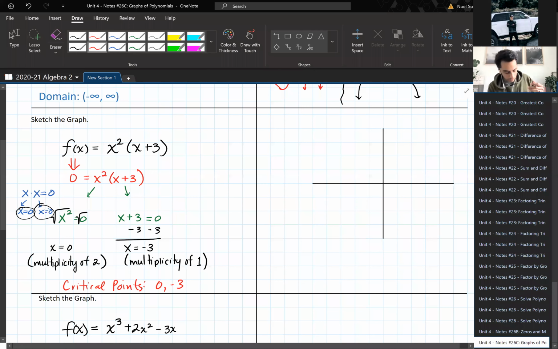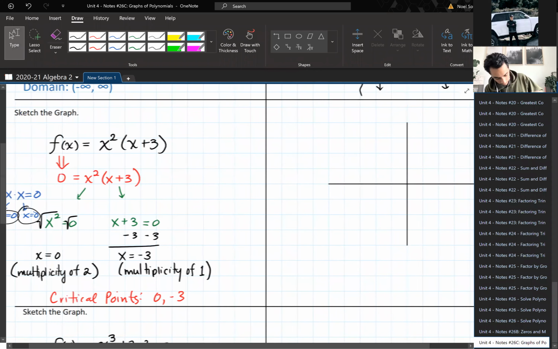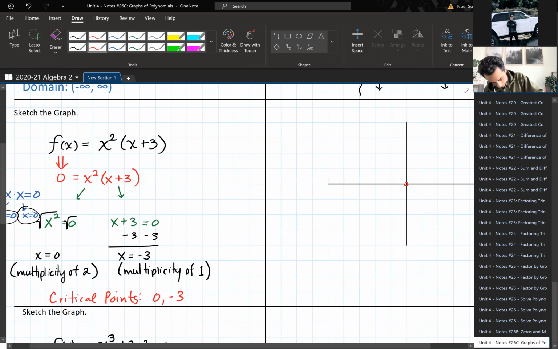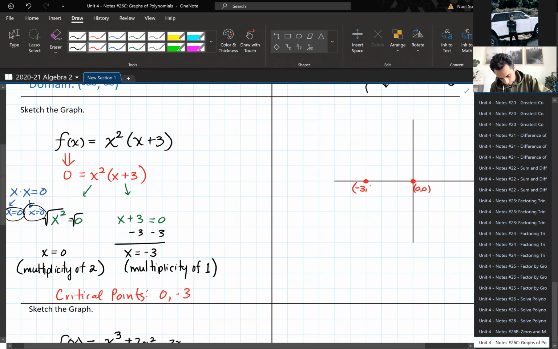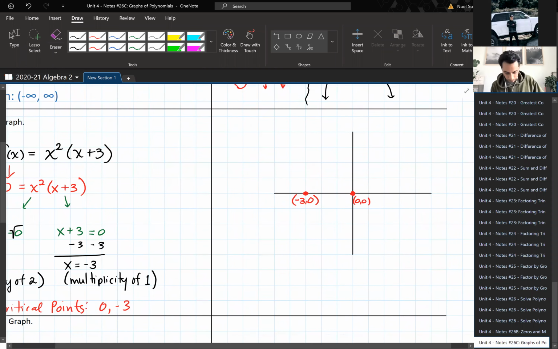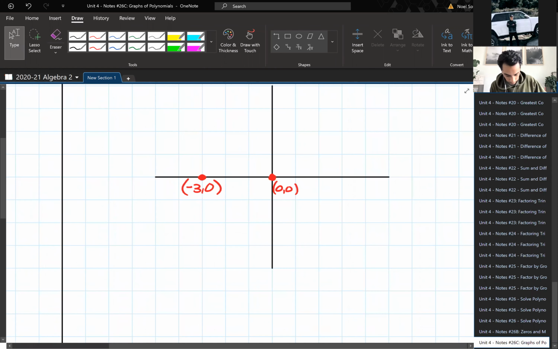All right. So if I were to label them on this x-axis, I would put a point here at 0 when x is 0. So we know that this coordinate would be (0, 0). And another coordinate when x is -3. So we go to the left 3 spaces. This would be (-3, 0).